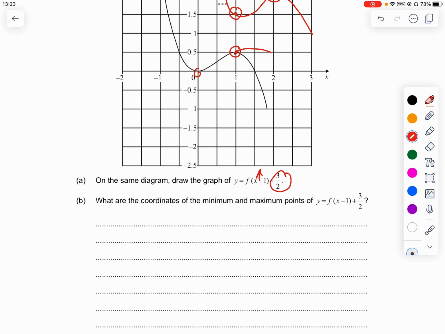What are the coordinates of the minimum and the maximum point? So just now we have done 1 comma 3 upon 2 and 2 comma 2.